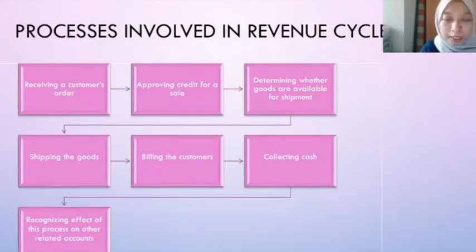For the process, firstly, customer will make order. Customer will make order through mail or phone and so on. And then company will receive a customer's order. And then based on customer's order, company will issue sales order. The sales order is the authorization to sell.